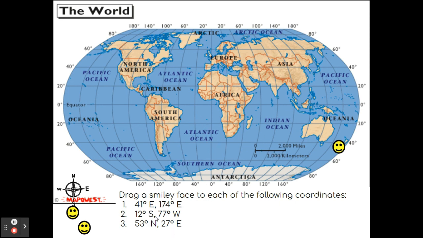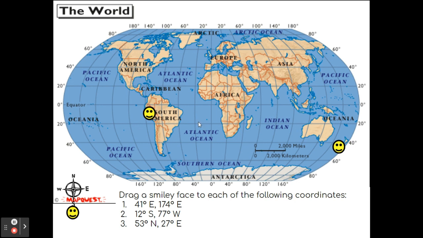Okay, then I'm going to the second one, 12 degrees south by 77 degrees west. So I'm going to go to the equator. I'm going to go 12 degrees south, which is about right here. And then I'm going to imagine again that this is somewhere on that line. I'm going to go 12 degrees south and 77 degrees west. There's 20 degrees west, 40 degrees, 60 degrees. That's 80. So I know it's going to be a little bit inside of 80. I'm going to say about right here. Boom, there it is.